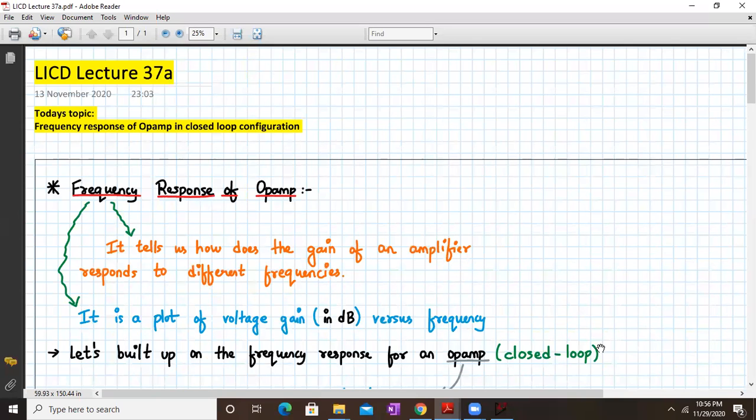Hello everyone, welcome to LICD Lecture 37A. Today we are going to discuss frequency response of Opamp in closed loop configuration.